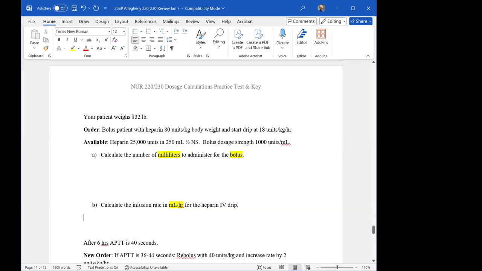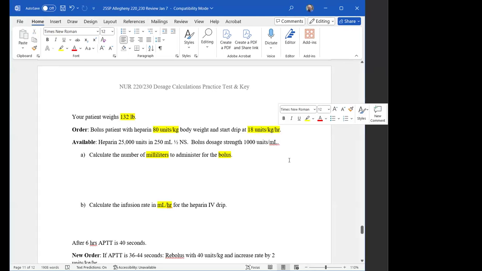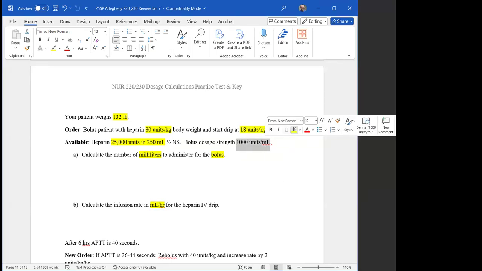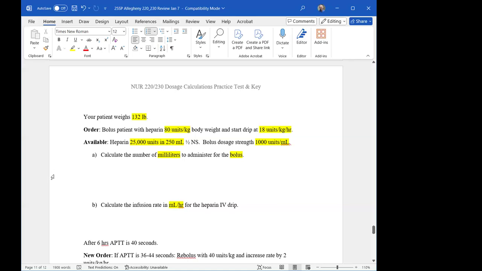Step one is always going to be convert pounds to kilograms. You've got to take care of that first. Then once you have your weight in kilograms, you're going to multiply by 80 for the bolus, and multiply by 18 for the infusion rate. Then once you get to your units, that's where you use your available to convert units per hour to milliliters per hour, or units to milliliters. So let's go ahead and work through this. I just want to highlight the things so I'm not drawing all over everything.